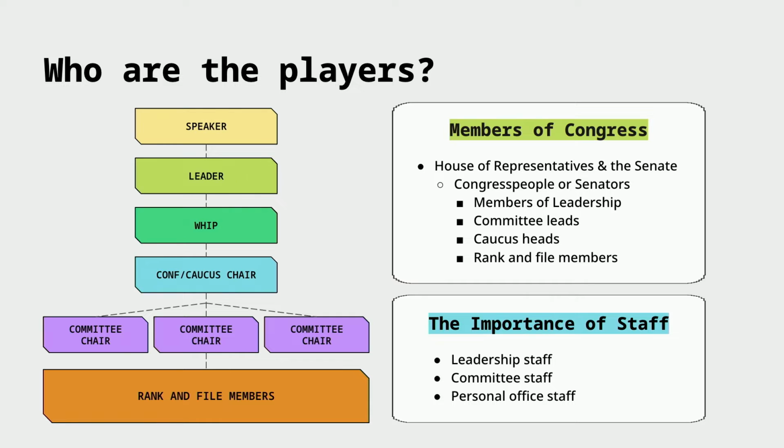Below that is the conference and caucus chair. Think of those as sort of the education arm and the communication arm for an individual party.